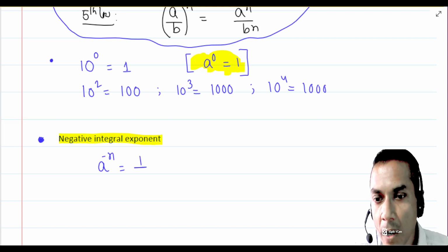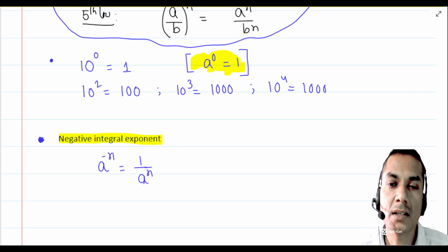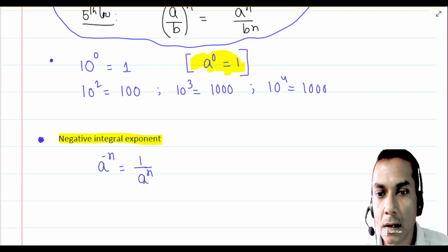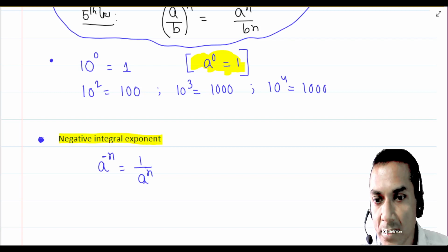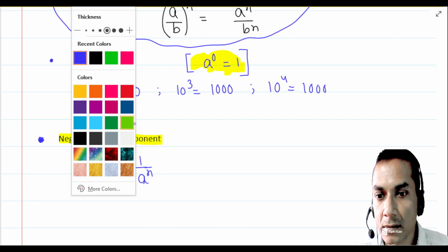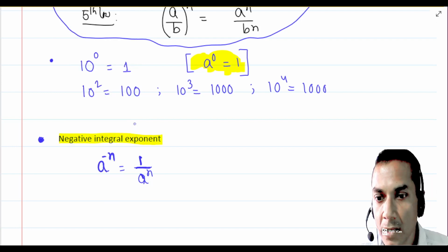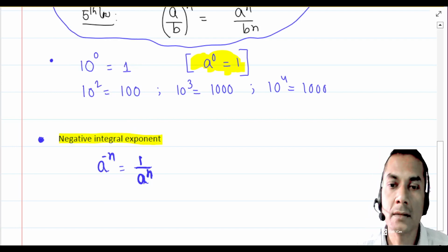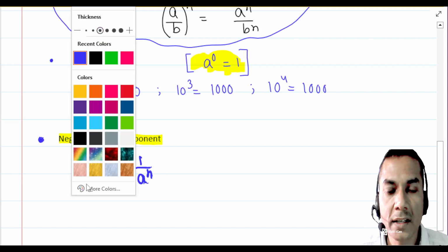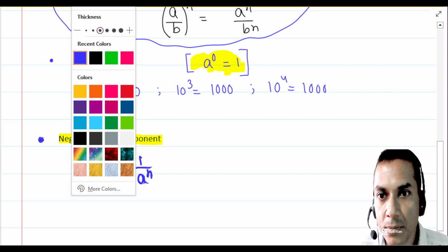It will be 1 by a to the power n. You must remember this. Clear? It is just reciprocal or inverse. Minus n means it is just inverse. It is applicable for any value. Clear? Hope it is clear. 1 by a to the power n. Clear? For example, I give you an example for learning it better.